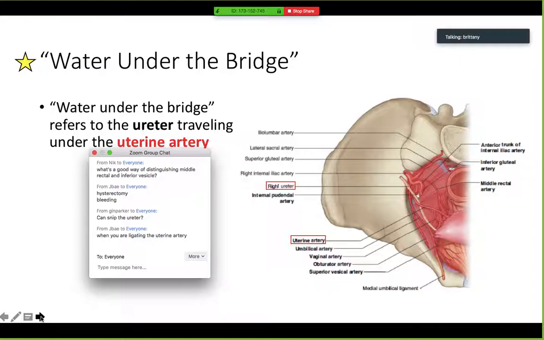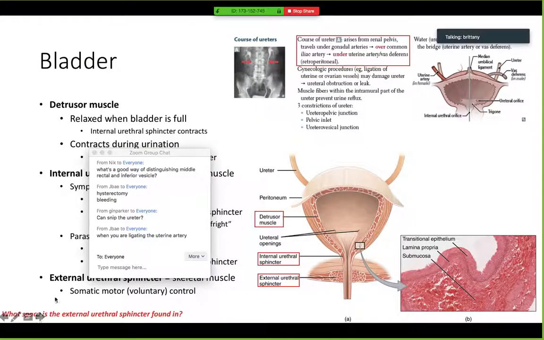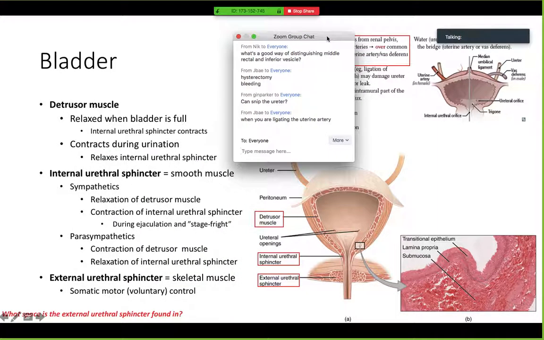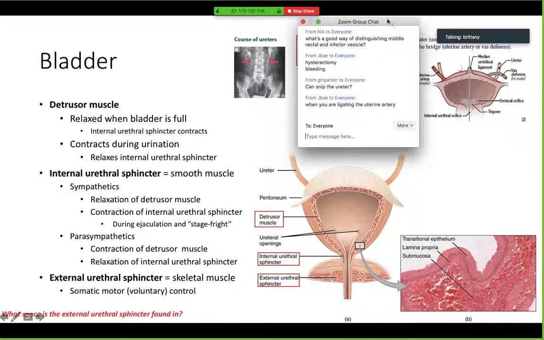Right, when you're ligating the uterine artery. Exactly. You can damage the ureter. Okay. Now let's do the bladder.